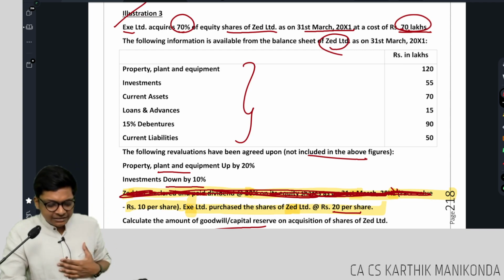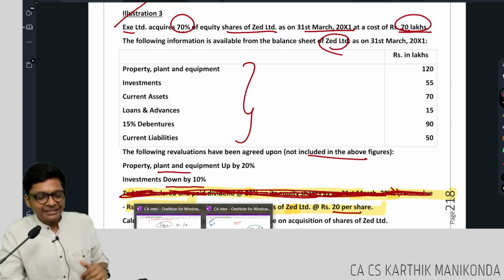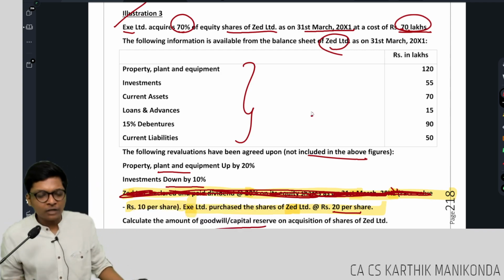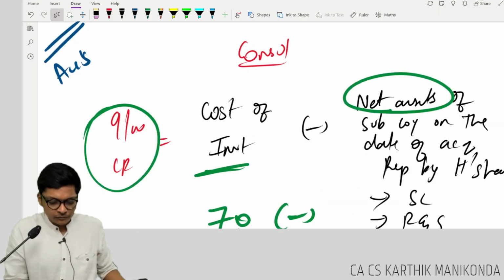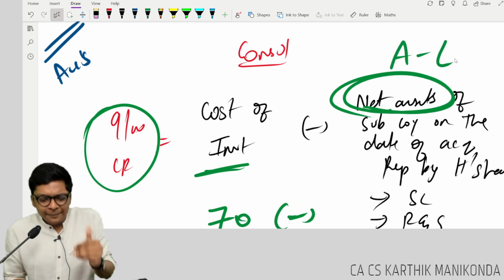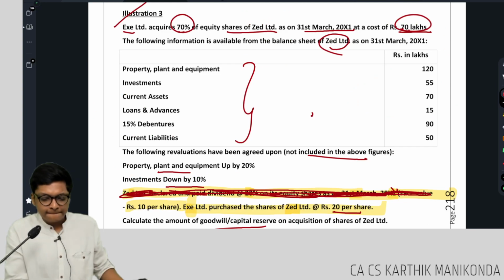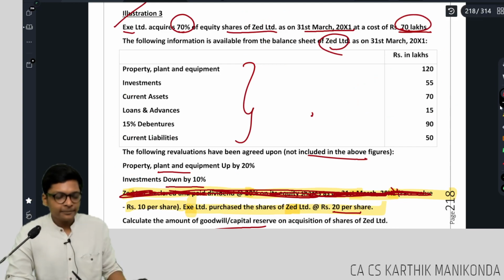What you purchased, usually you will do share capital plus reserves into percentage. Here we don't have that. So what you have to do? Find, how do you find that? How will you find net assets, guys? Asset minus liability into holding company share. That's it. Do that quickly, guys. Do that quickly.